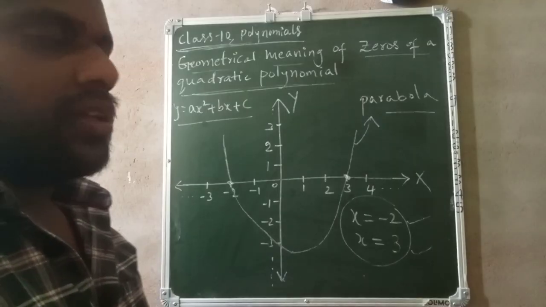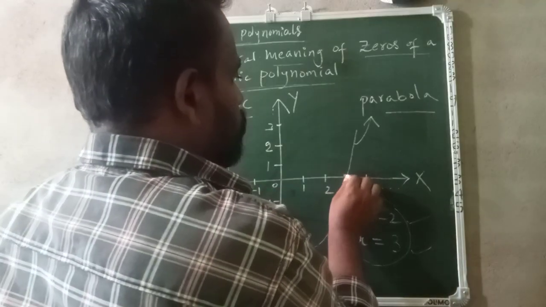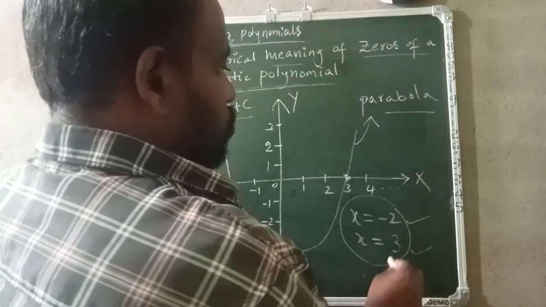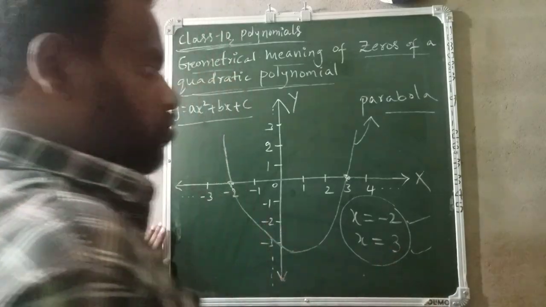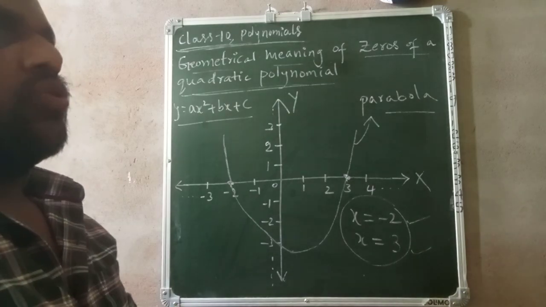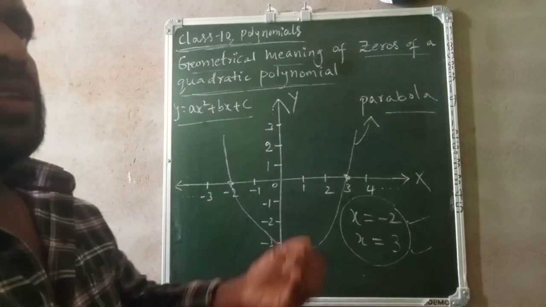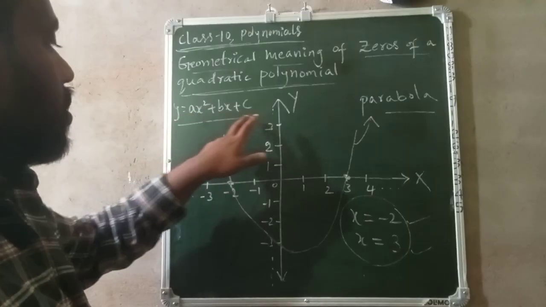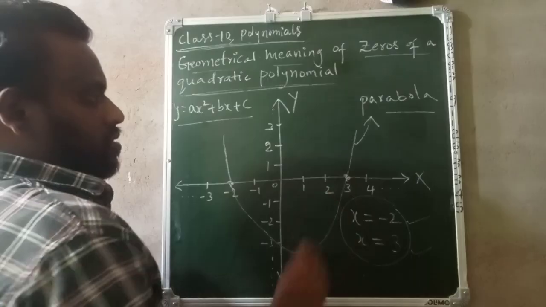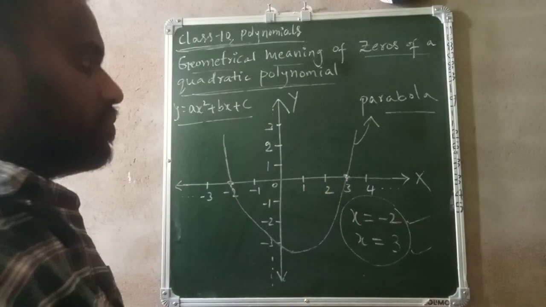What is the geometrical meaning? The graph or curve that cuts the x-axis at 2 points. This parabola cuts at 2 points. So those two x values are called zeros. So that is the meaning of zeros. If somebody asks what is the geometrical meaning of zeros, it means the graph of a function or polynomial, where it cuts the x-axis. So those 2 points represent the zeros. Okay.